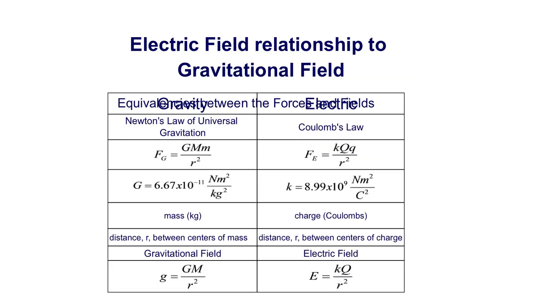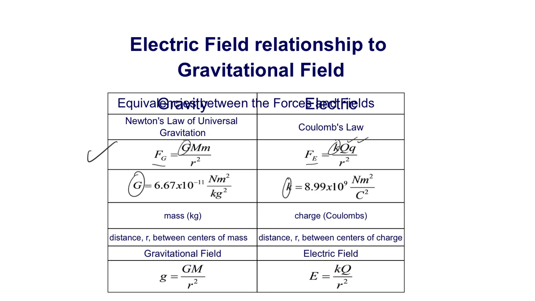This table is going to compare electrical field and gravitational fields. Okay, first of all, look at the equations for gravitational force and electrical force. They're very similar. Like we said before, they have different constants. Okay, big G for gravitational force and little k constant for Coulomb's law. Instead of masses, we use charges for Coulomb's law.